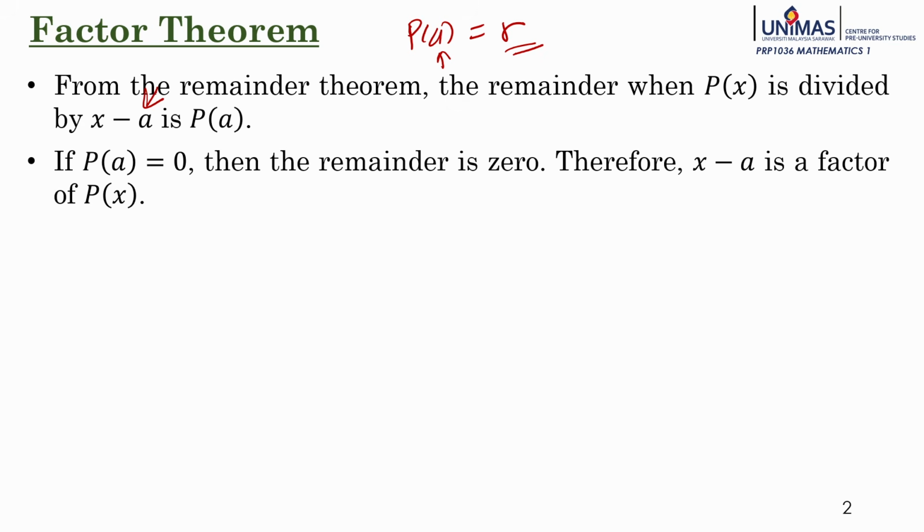So about the factor theorem, when we substitute the value of a into the polynomial, we get the answer 0. The 0 here means the remainder is 0. So when the remainder is 0, we can say that x minus a is a factor of P(x).